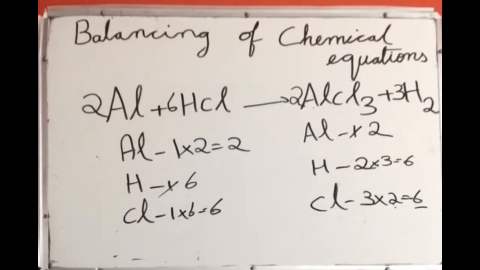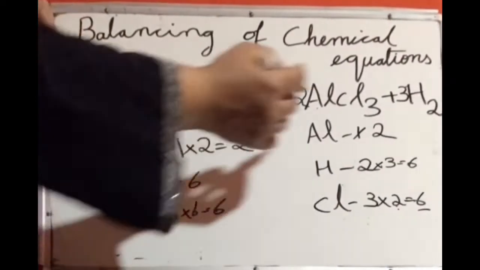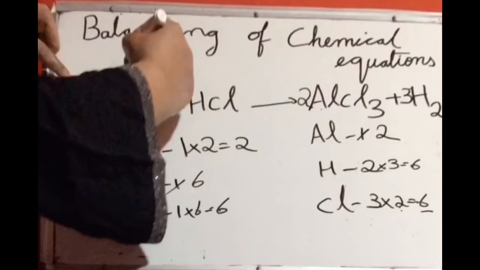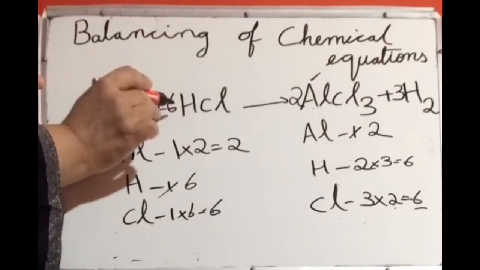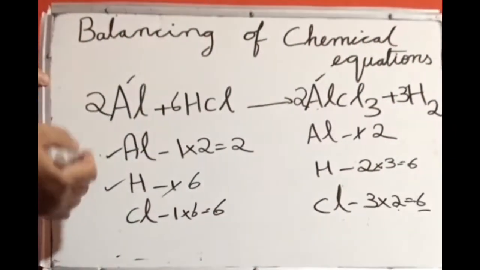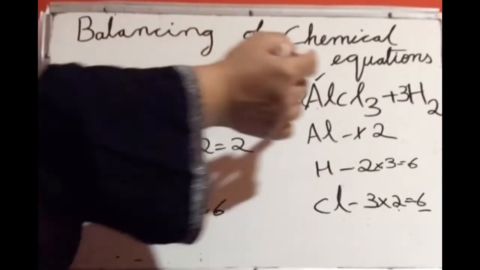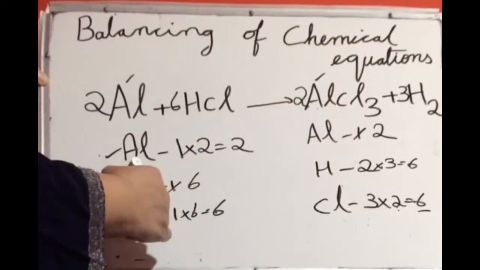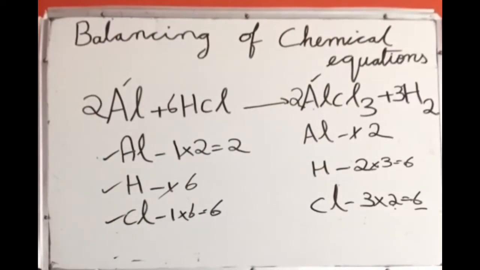Now see whether the equation is balanced. Aluminium is 2, there also 2. So it is balanced. This aluminium is balanced here, here also balanced. What about hydrogen? 6H, 6H. So hydrogen is balanced. What about chlorine? 6 chlorine, 3 2s are 6 chlorine, here it is balanced. So understood how to balance?